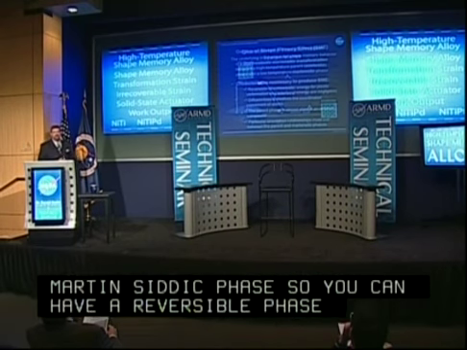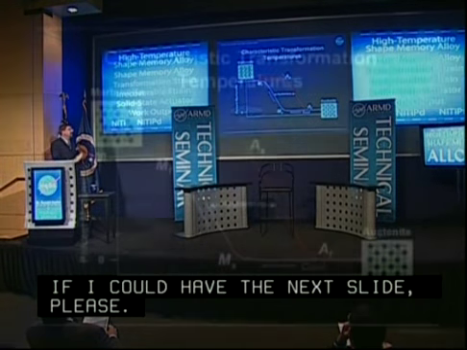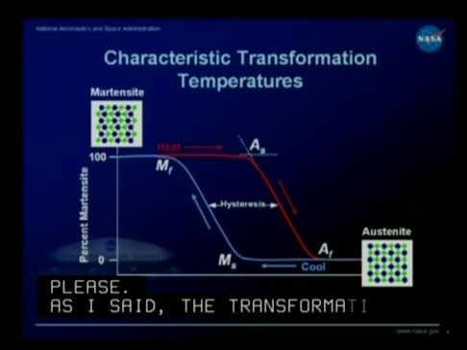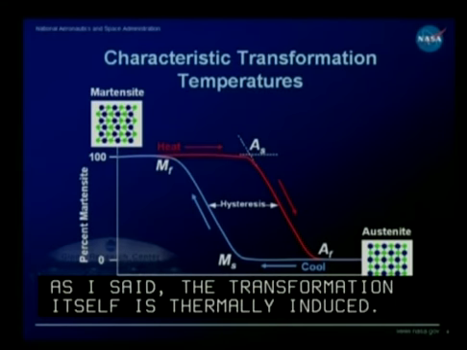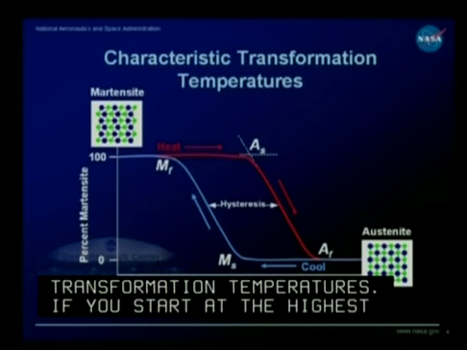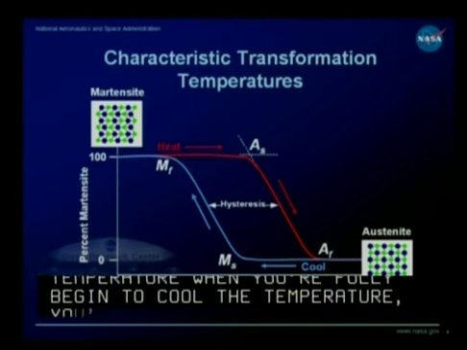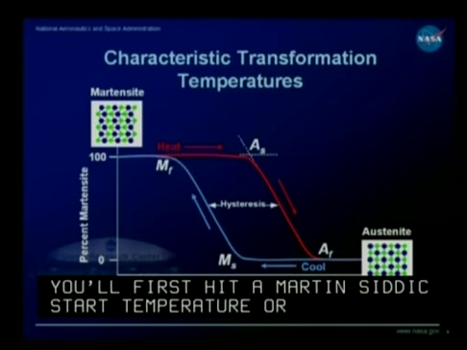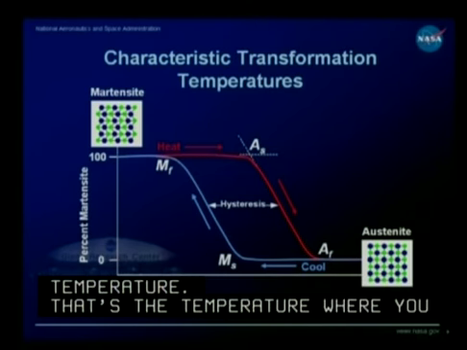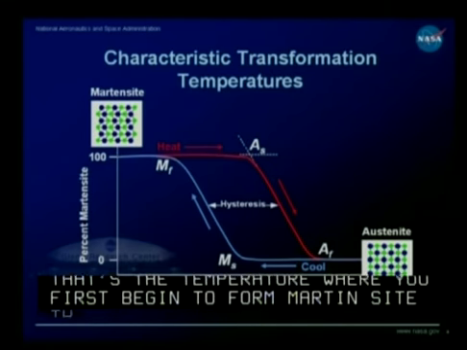If I could have the next slide, please. As I said, the transformation itself is thermally induced. There are 4 characteristic transformation temperatures. So if you start at the highest temperature, when you're fully austenitic and you begin to cool the material, you'll first hit a Martensitic start temperature, or the MS temperature. That's the temperature where you first begin to form martensite. Then there's a Martensitic finish temperature, or MF temperature. That's the temperature at which you're now 100% martensite.